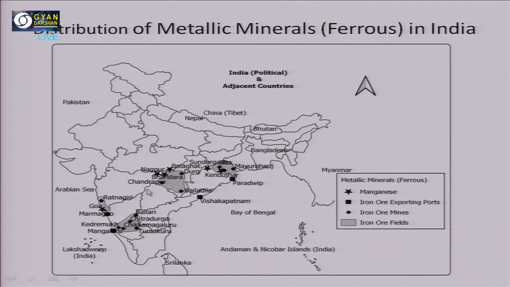Now in this figure you can see the distribution of metallic minerals. All the mines which I have just now told you, in case you see, these are the iron ore mines shown by this diamond shaped symbol, and these are Belladela, Kyonjhar, Mayurbhanj, and Kudremukh iron ore mines, Chikmagalur, Chitradurg, all these are important iron ore mines, and just remember where they are located. And the shaded grey parts are the iron ore fields, and the points are shown as mines.